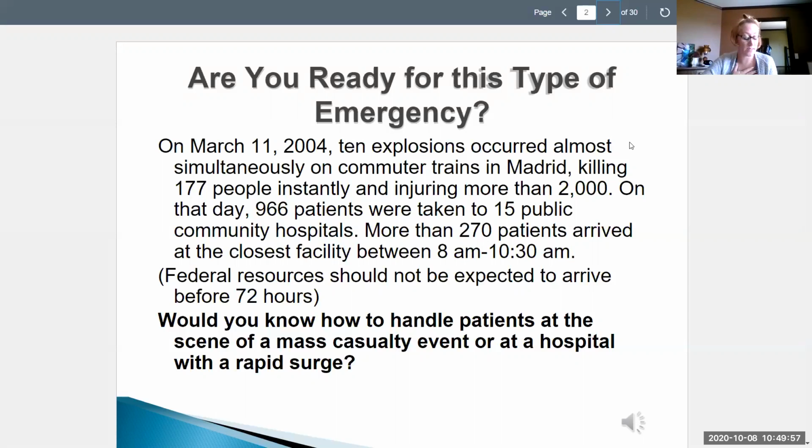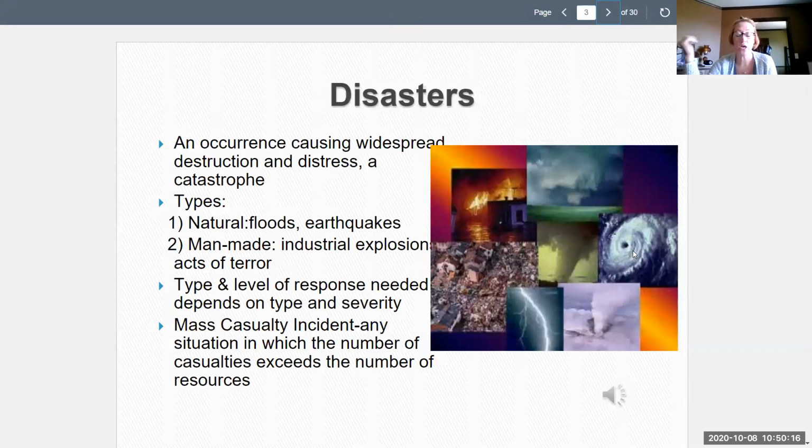We, as nurses, can still be there as a resource to help in these disaster events. And then when we go on to talk about pandemics as well, we're living it, aren't we? So how would you handle it? Disasters can occur and cause widespread destruction, distress, and catastrophe. There are all different types: natural disasters, which are floods and earthquakes, and man-made, which can be industrial explosions or acts of terror. The type and level of response needed depends on the type and the severity.